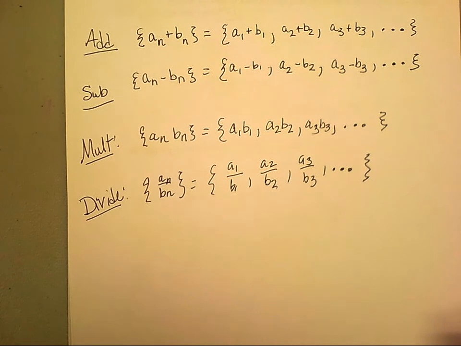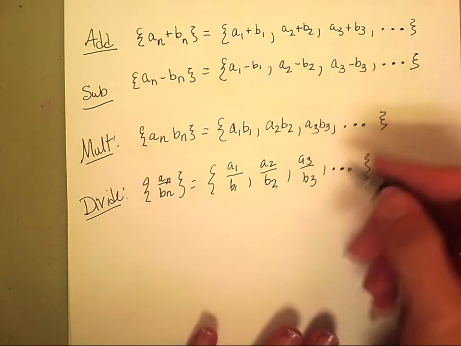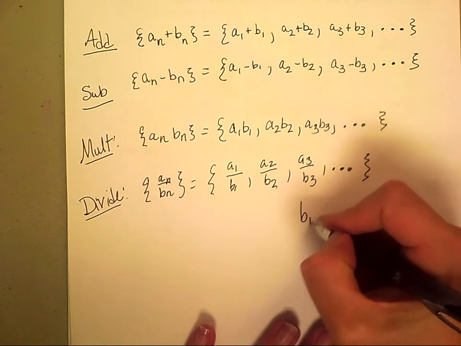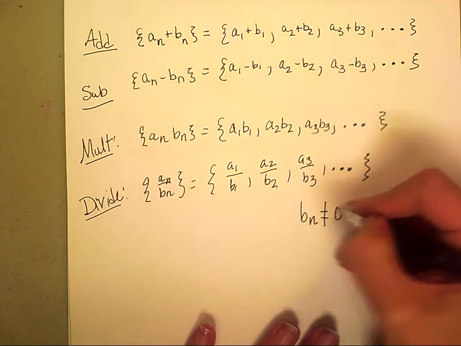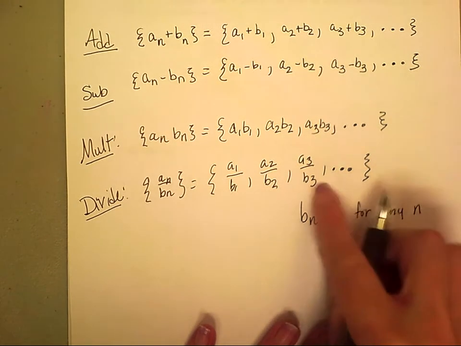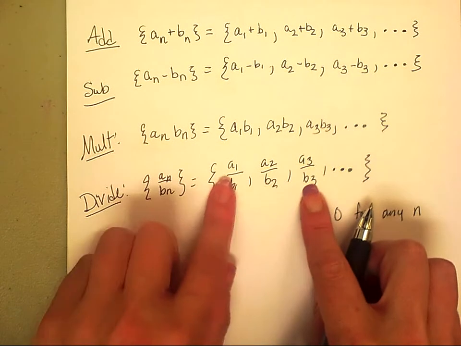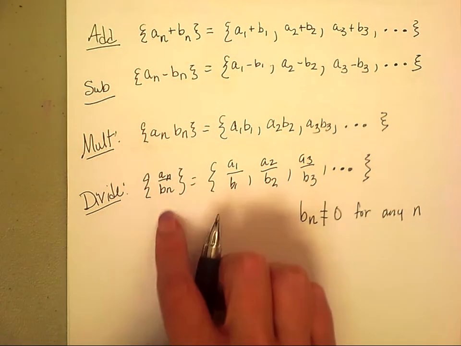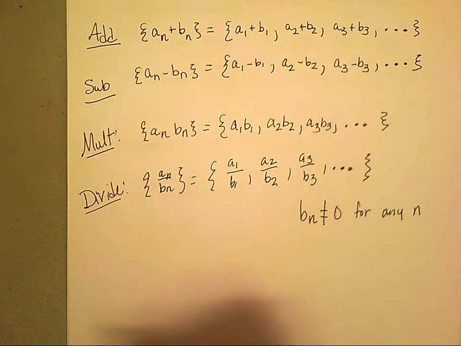Of course, we have to watch out for divisions by 0. So if we're going to do this, we have to remember that b sub n cannot equal 0 for any n. If out here I have a 0 but nothing else is zero, I still can't find this division sequence.